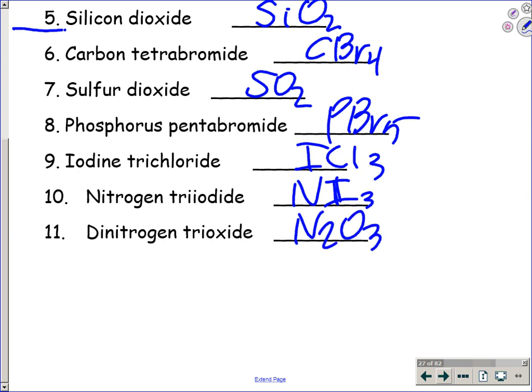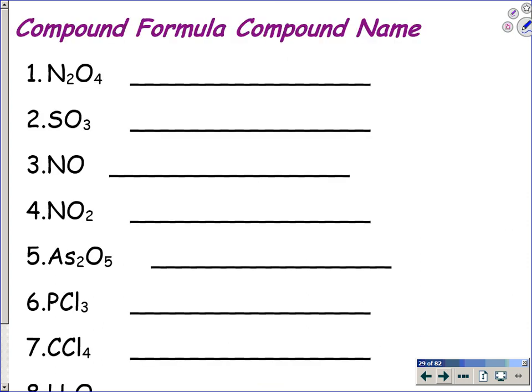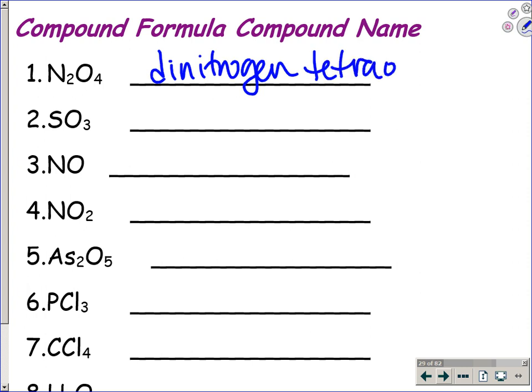Next, that's our formulas to names now, right? Formulas to names. Here we go. Number 1. This is on the same sheet you're working with, okay? 2 nitrogens, 4 oxygens. Go. Okay, dinitrogen tetra. We try not to put an O, so it's just tetroxide. It's totally okay if you misspell it. I'm not big on that. Just trying to make sure you know how to do chemistry.